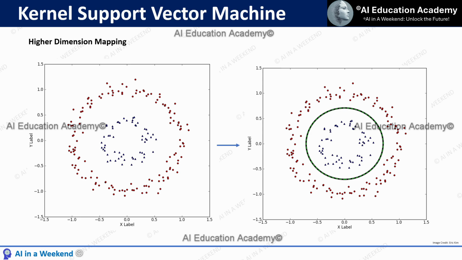One downside of this method is that it is very computationally inefficient. It takes lots of memory and processing power to be able to map between dimensions. To solve this problem, we use the kernel trick. Let's see what kernel trick is about.